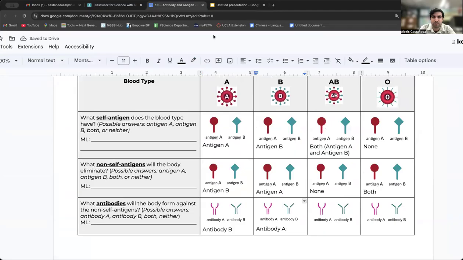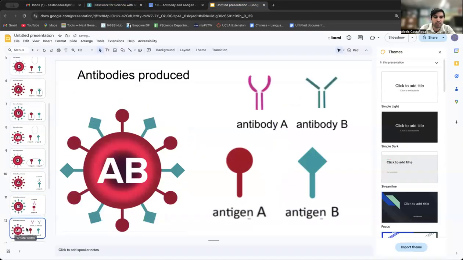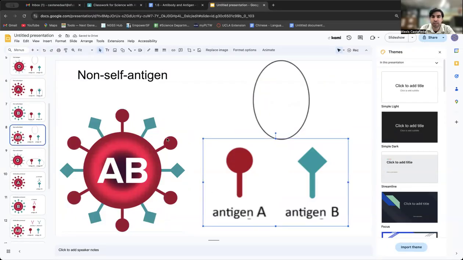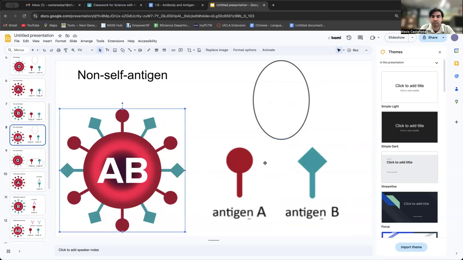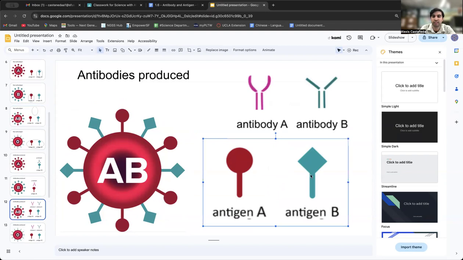What about blood type AB? Well, blood type AB, we learned, right? What is blood type AB's non-self antigen? Well, it doesn't have any. It has no non-self antigens. It has both of the antigens already, so it's not missing anything. So because of that, we have no non-self antigens.